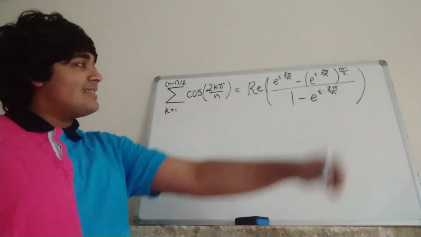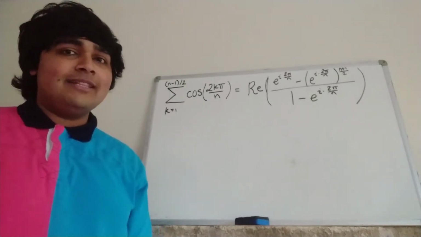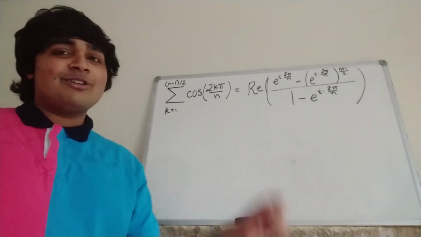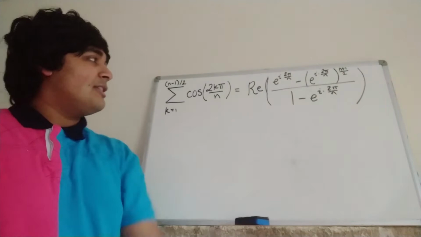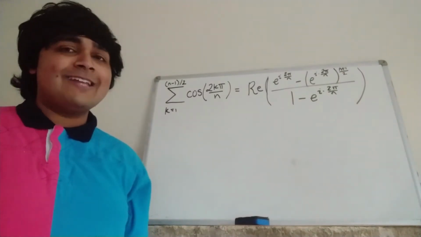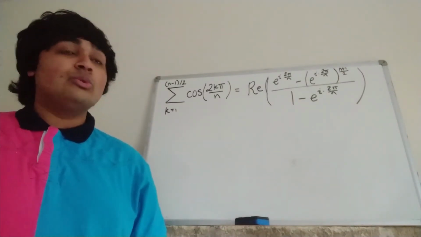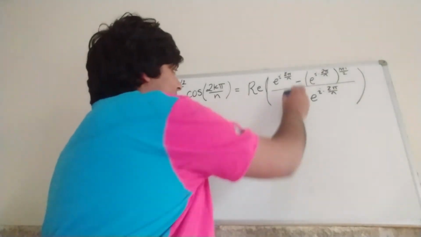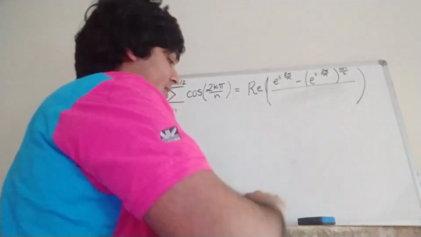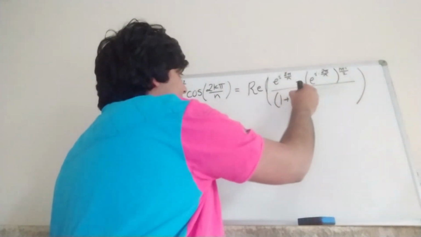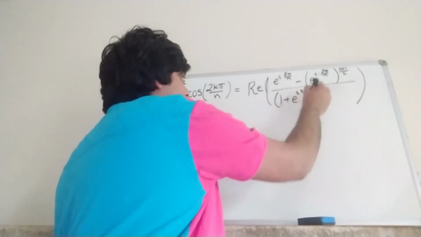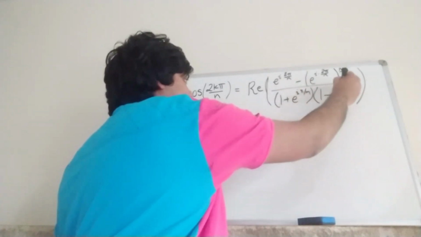So what I'm going to do first is look at the denominator, and I'm going to complete the square. Sorry, not complete the square, look at the difference of two squares. Because if we look at e to the i 2 pi over n as e to the i pi over n all squared, we can then write this denominator as just 1 plus e to the i pi over n, and then 1 minus e to the i pi over n, like so.